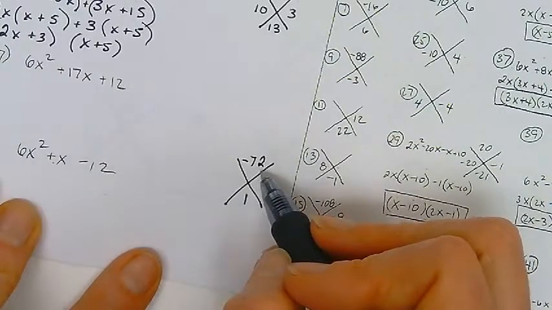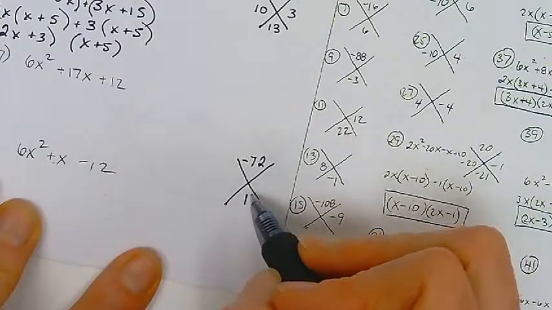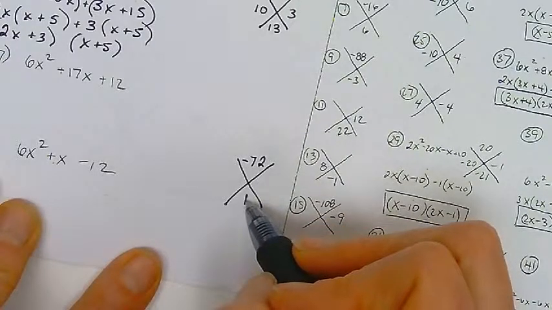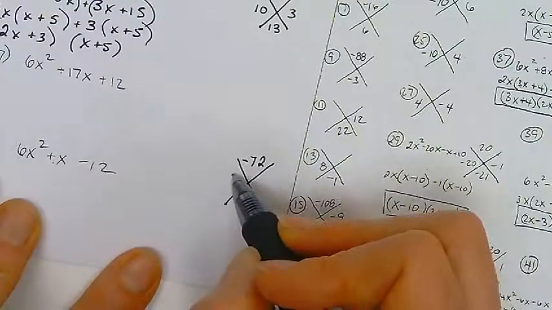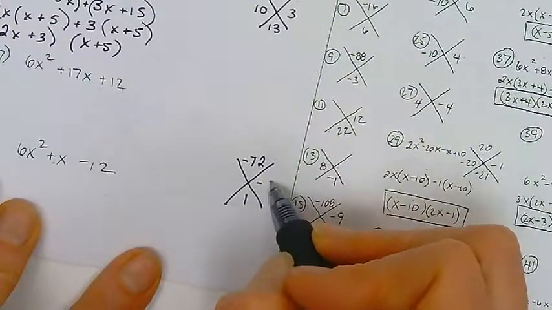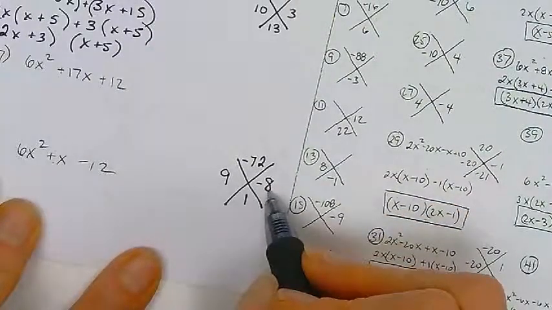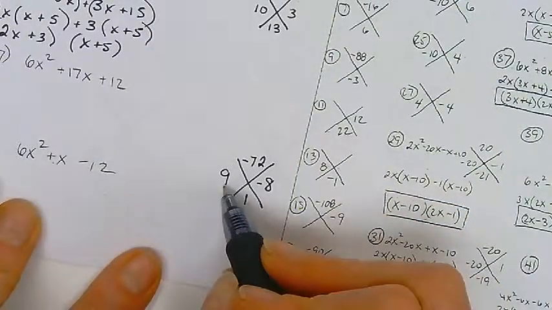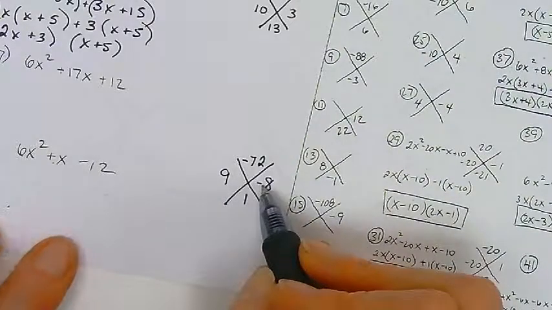Factors of negative 72, there's many of them. I happen to know that 8 and 9 are very close together, so the difference of them will be 1. So let's try, we have a positive one. Let's try negative 8 and 9. 9 times negative 8 gives negative 72. If you add 9 plus negative 8, you get 1. I have the negative on this side.